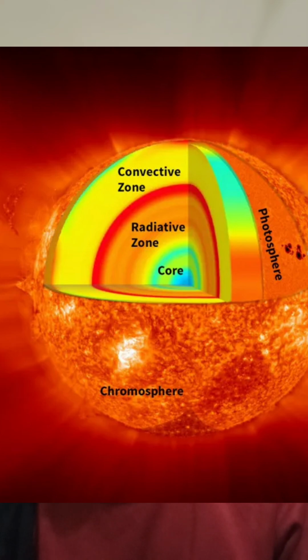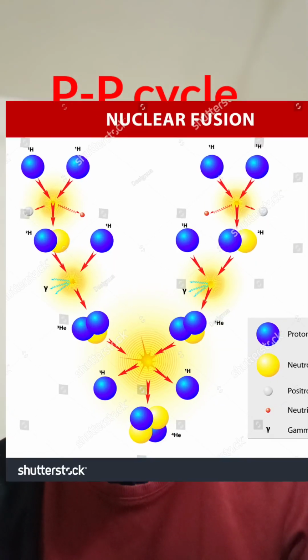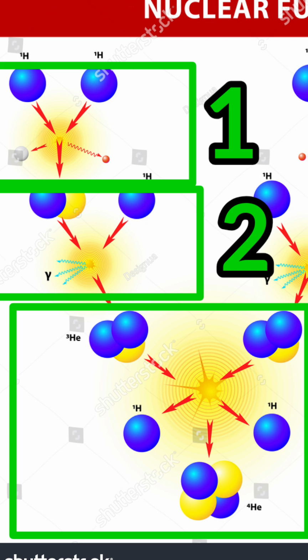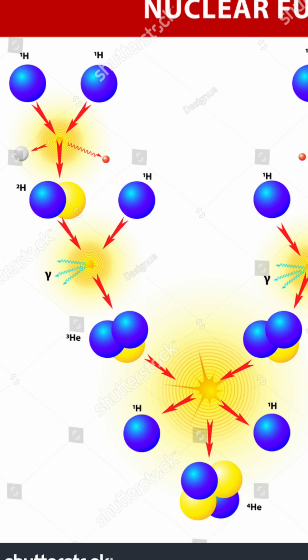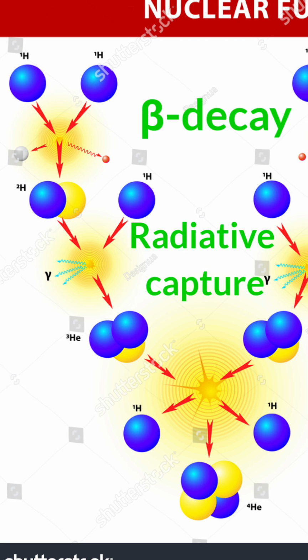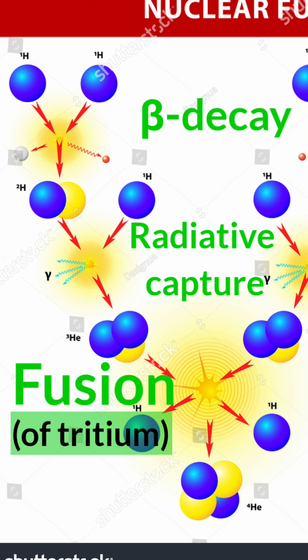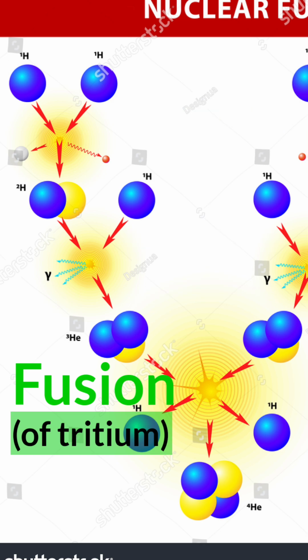But this is not the reaction that happens inside the core of the sun. The reaction that happens inside the sun is called the proton-proton cycle, where we have three stages to produce helium-4, and here you have a really fascinating concept about beta decay and radiative capture, and then ultimately the fusion. So let's see it from an advanced lens of particle physics or advanced nuclear physics.